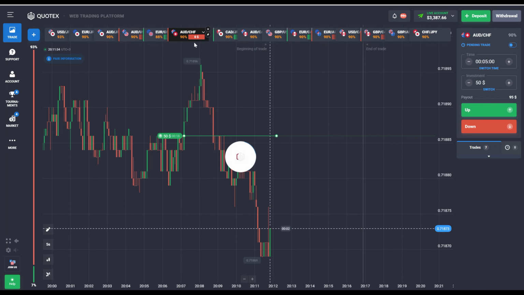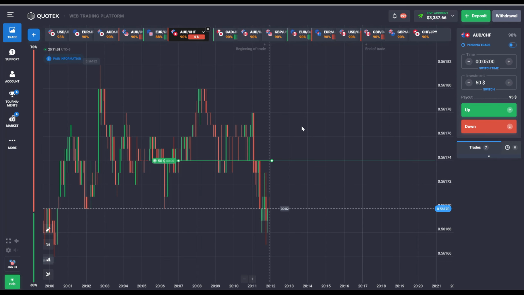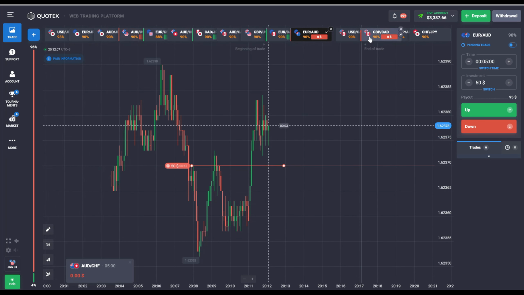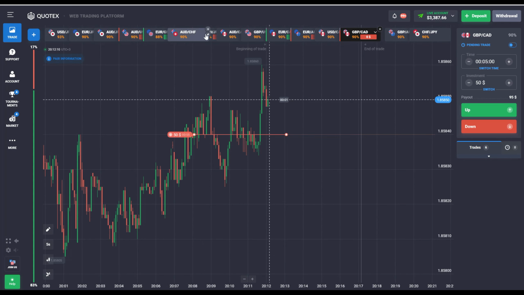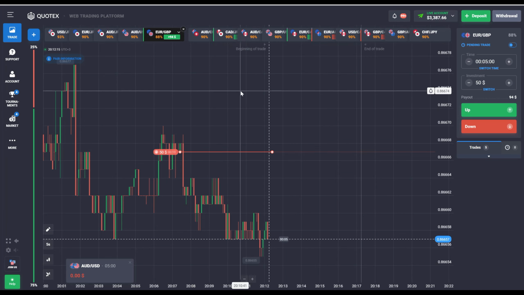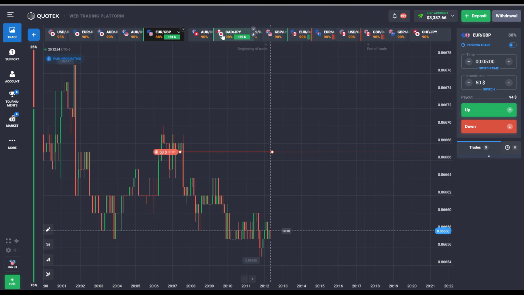Everything's red. Everything was fine just a moment ago. Australian dollar, Swiss franc is in the red. But no, it looks like I won't make it today. If the price doesn't reverse sharply on some assets now, I'll end up in the negative. Second trade's a loss. Euro British pound is in the green. Yes, the trade is closing.